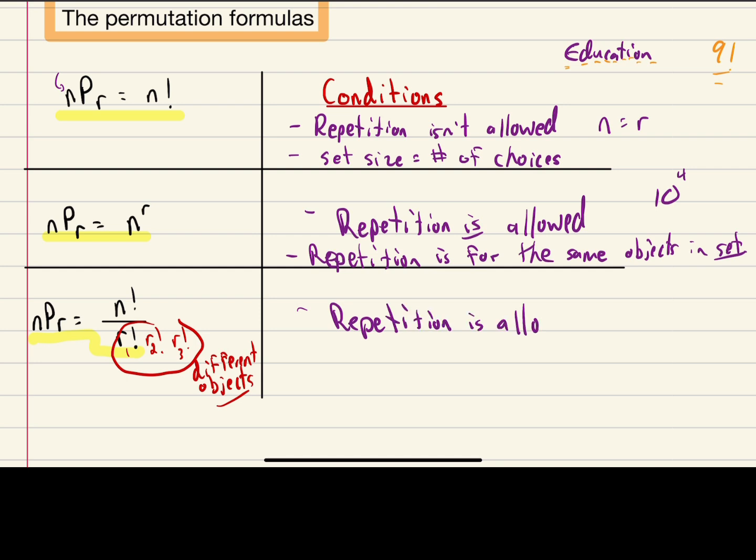Now, I'm going to say this here so that it's hopefully easier for you to understand. Once repetition is allowed, you can immediately go between these two formulas, right? Because this one only works when repetition isn't allowed. So when repetition is allowed, you're working between these two. And in this case, you have different objects or things in the set repeated.